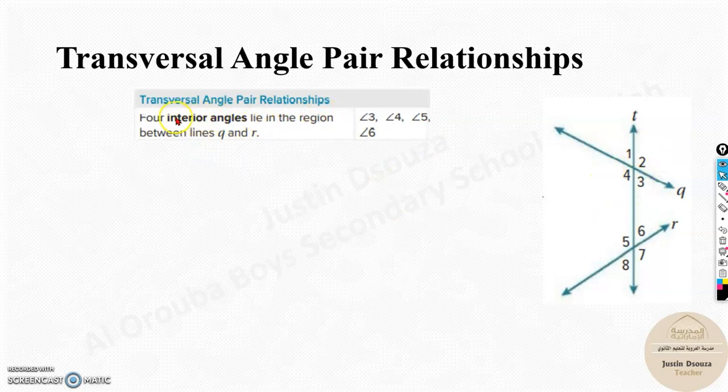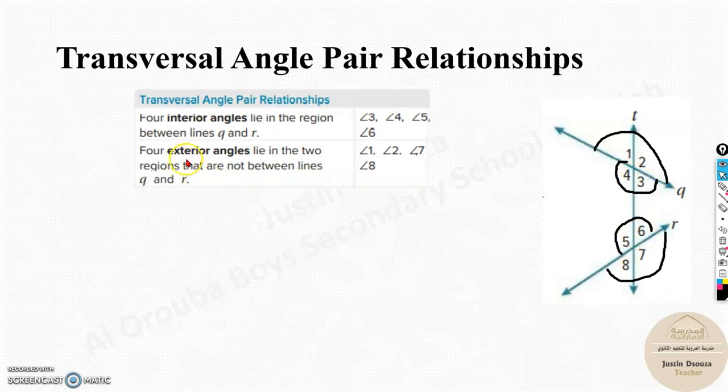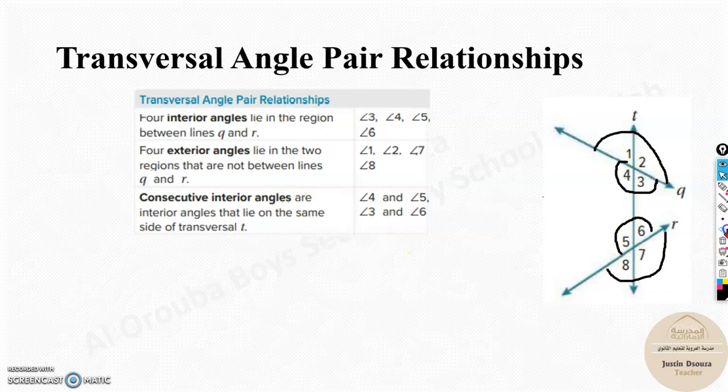Now let's see all the angles. Interior angles. Now you can see this is the transversal. These are the two lines that are being intersected. These are the interior angles, the angles which are inside, whereas these are exterior angles. So interior angles would be the ones which are inside: 4, 3, 5, 6, and exterior angles are 1, 2, 8, 7. Now consecutive interior angles mean which are not these, these are alternate, right?